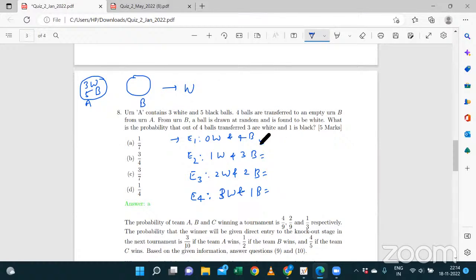Now, what is the probability for this? Say I'm making an event E as drawing a ball from urn B. Correct? I can make that or not?